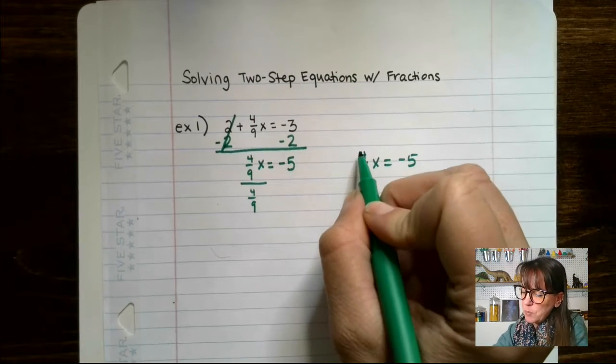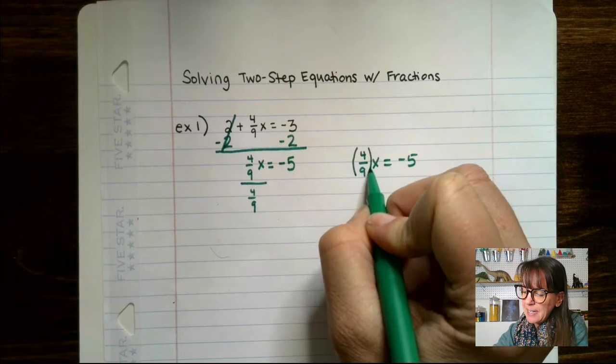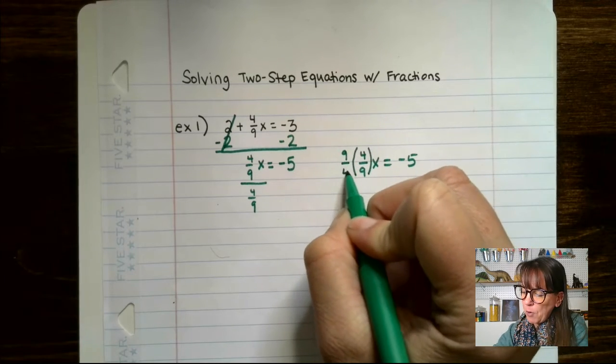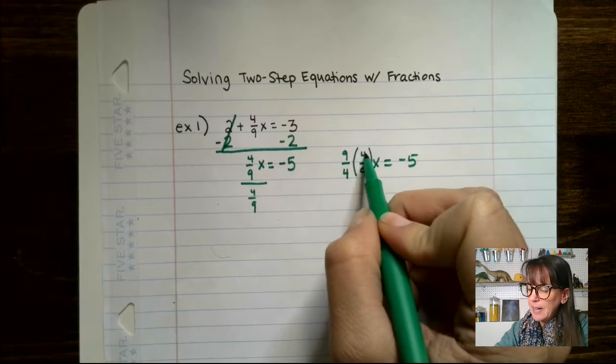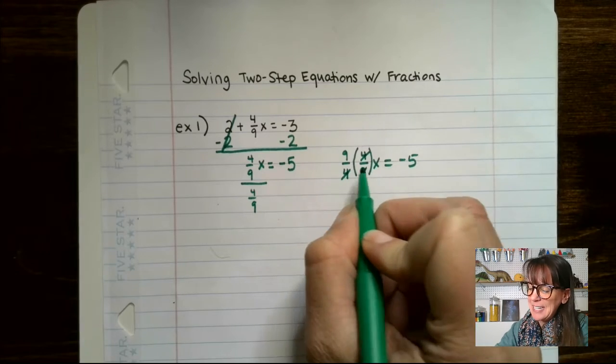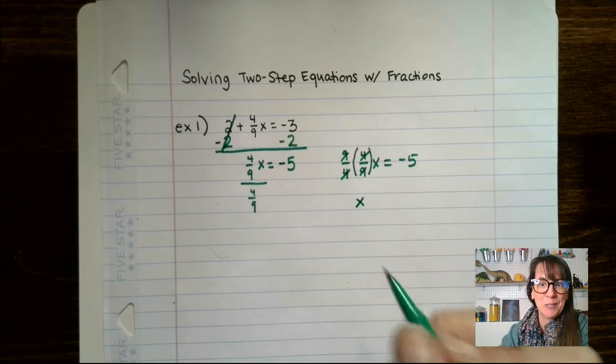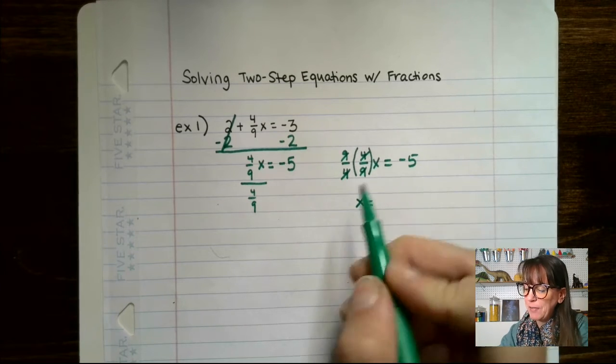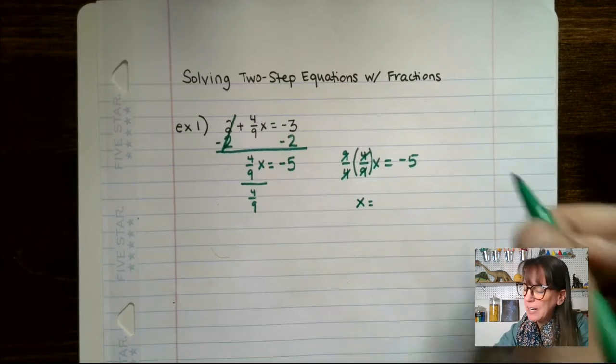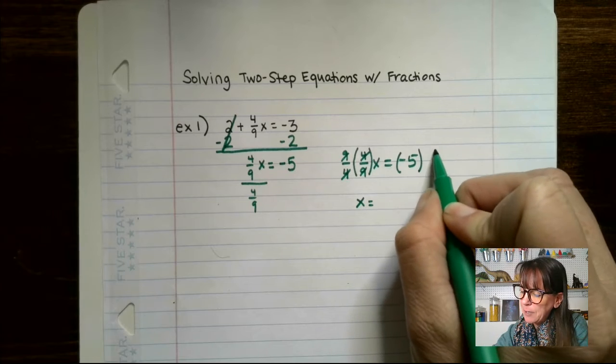So in this case, what I'm going to do is multiply this side by 9/4. And look what happens when I do that. These cancel out, and I get that x all by itself. That's the whole idea when we're solving equations. However, if I multiply this side by 9/4, I have to multiply this side by 9/4.